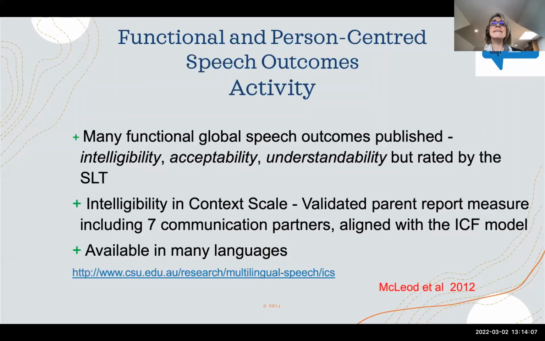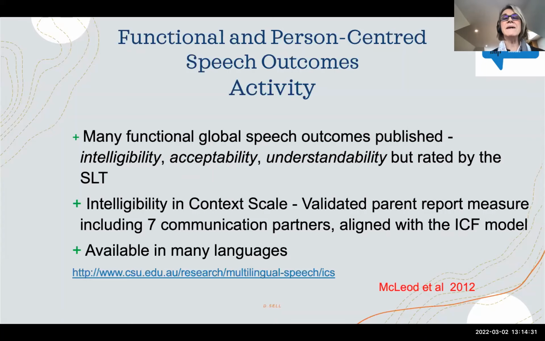So if we look at activity and person-centered speech outcomes, it's quite interesting because historically, Cleft speech and language therapists have tried to develop scales on intelligibility, acceptability, understandability, but those are scales rated by the therapist. What we want is the person to tell us about their intelligibility and the impact.